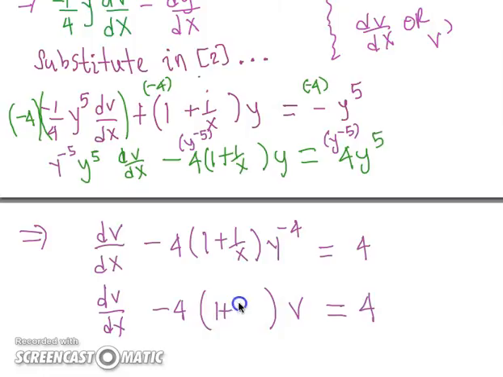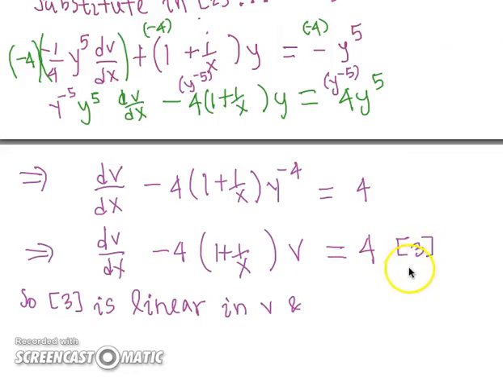So this is 1 plus 1/x. So at this step, it's important to note that now this differential equation in v is linear. So I'm going to call this expression 3, or equation 3, and we know that 3 is linear in terms of v and its first derivative, okay? So because of this linearity, we can proceed using the technique of integrating factor.